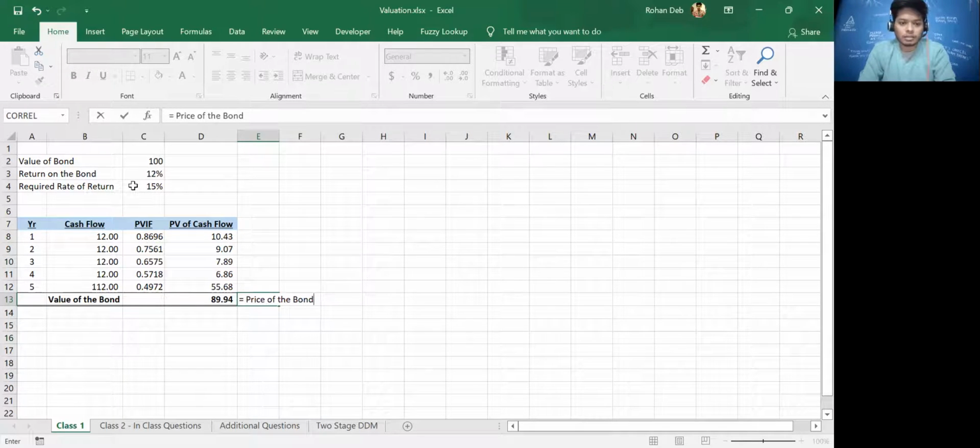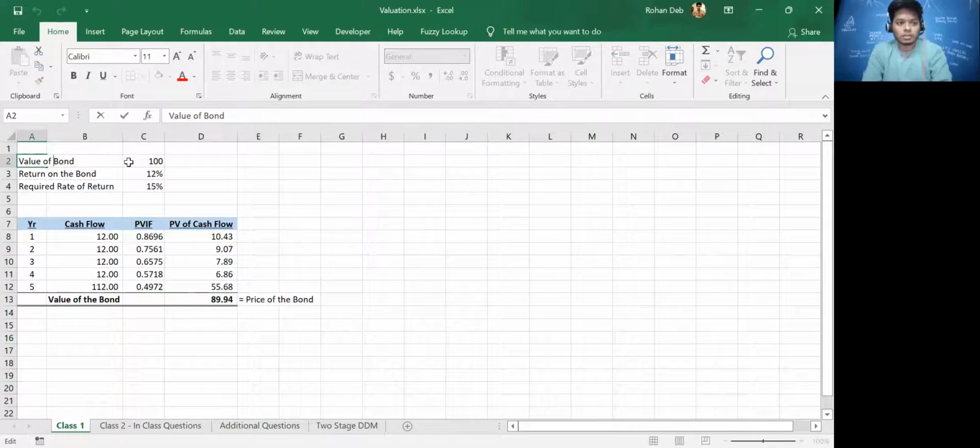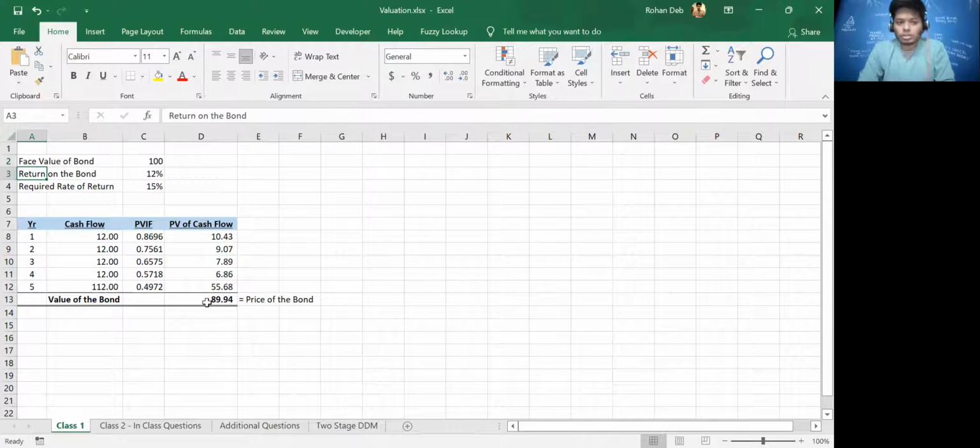It gives me an error. Yeah. So this is the price of the bond that you should pay. So even though the face value of the bond is 100 rupees, you should ideally pay 89.94.